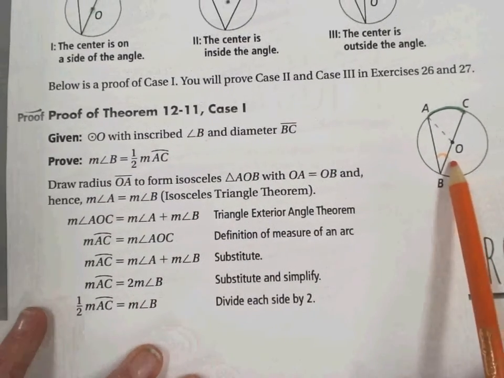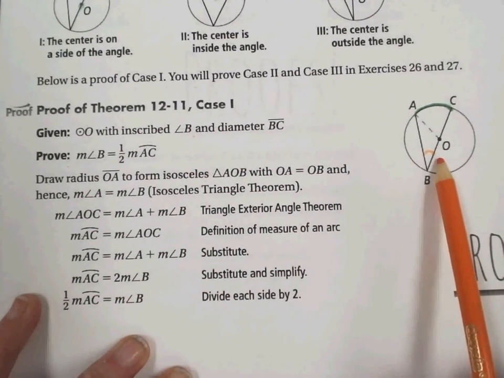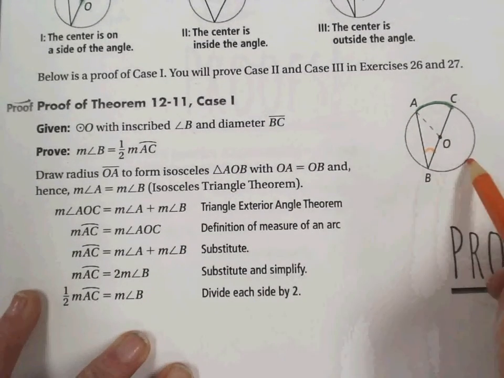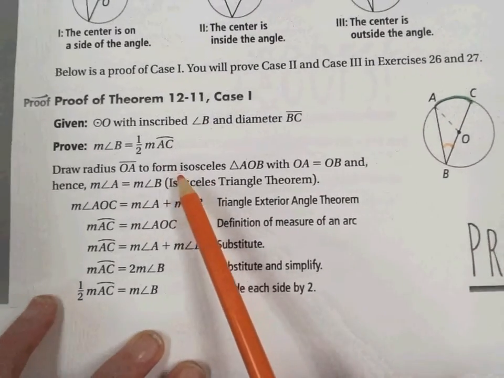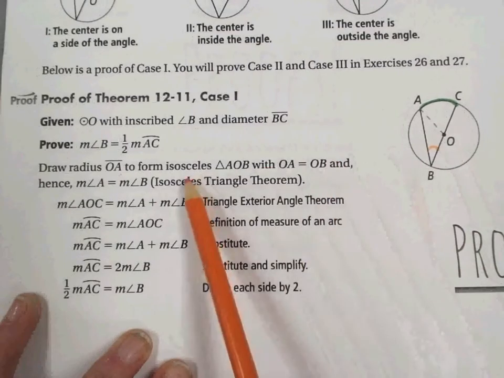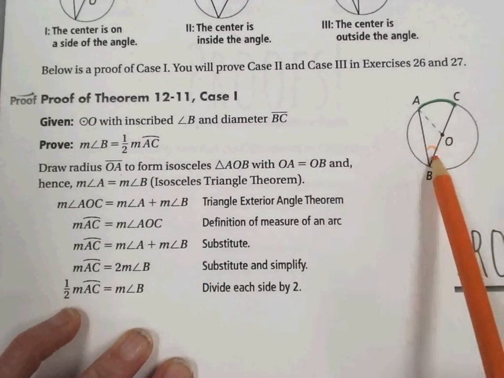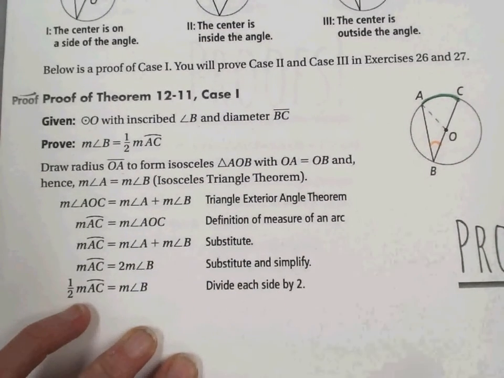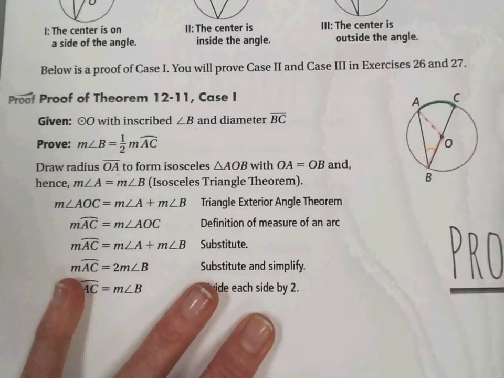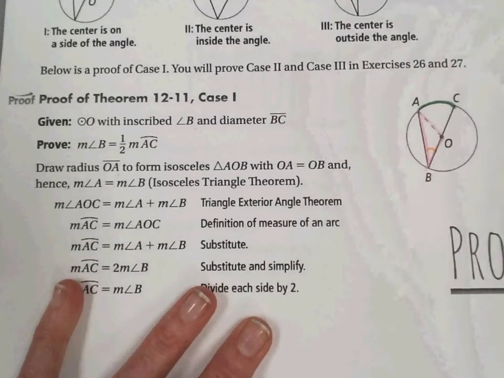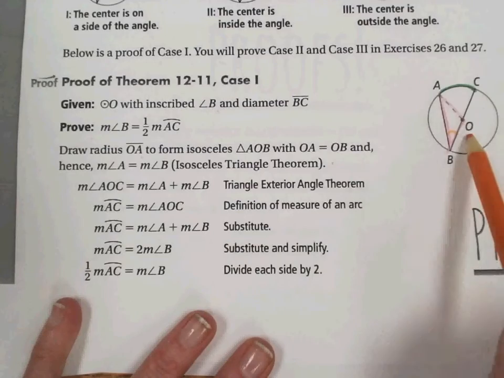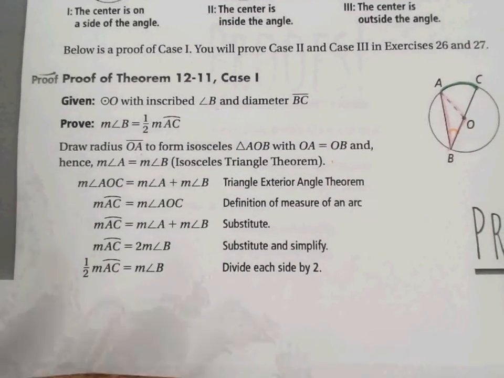Sometimes you'll see in proofs that additional elements are added to a diagram, and that's what's going to happen here first. We're going to draw radius OA, which you can see right here, the dashed line, and all of a sudden we have an isosceles triangle here. You know what an isosceles triangle is? That's two sides congruent. So those two pink sides are congruent. It's an isosceles triangle, and therefore OA and OB are congruent.